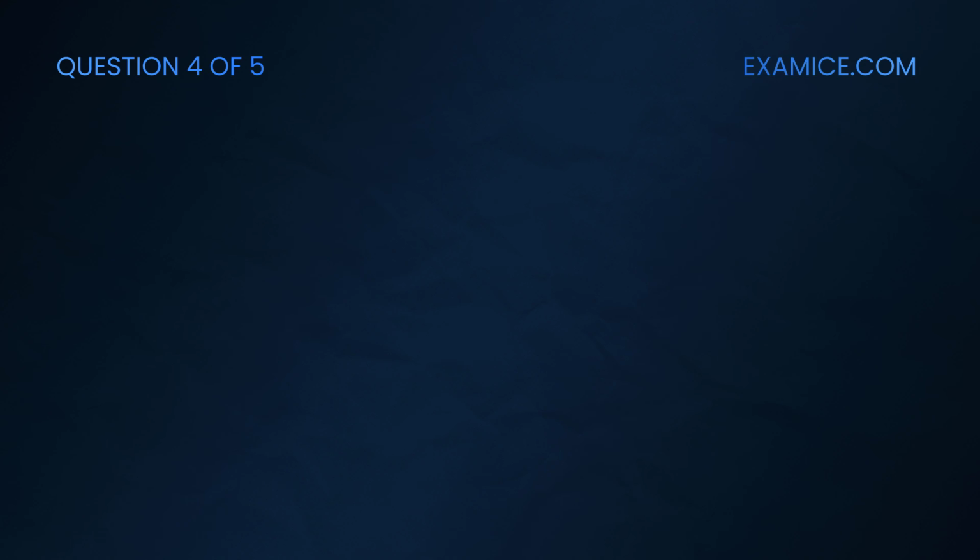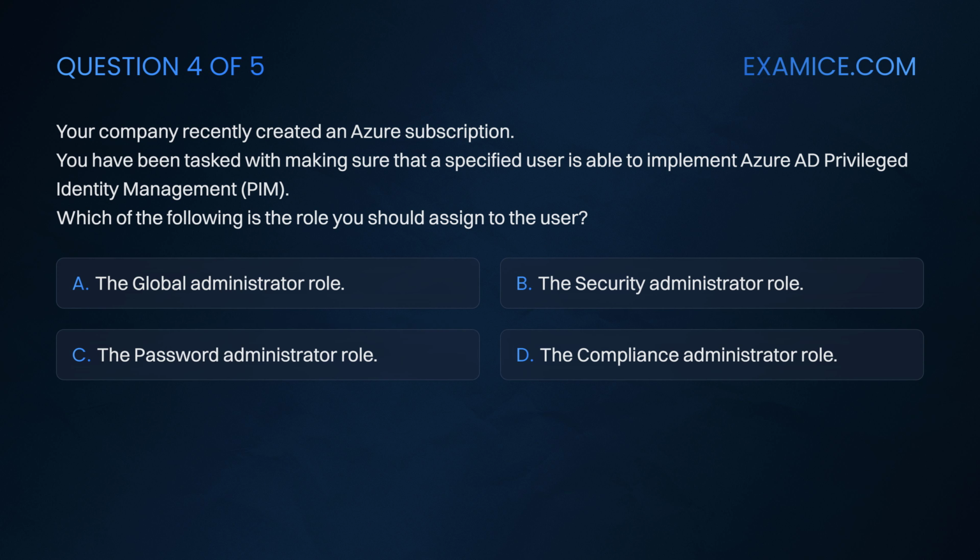Question 4. Your company recently created an Azure subscription. You have been tasked with making sure that a specified user is able to implement Azure AD Privileged Identity Management. Which of the following is the role you should assign to the user? Option A. The Global Administrator role. Option B. The Security Administrator role. Option C. The Password Administrator role. Option D. The Compliance Administrator role.